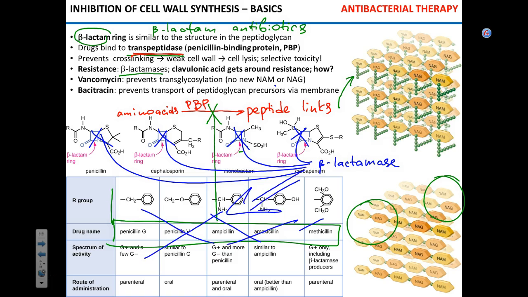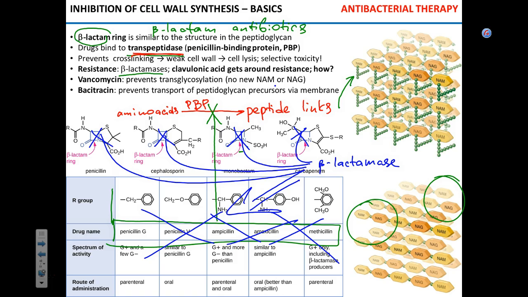Essentially, killing the function of all these drugs. Now, the drug known as clavulanic acid allows physicians to get around that type of resistance.